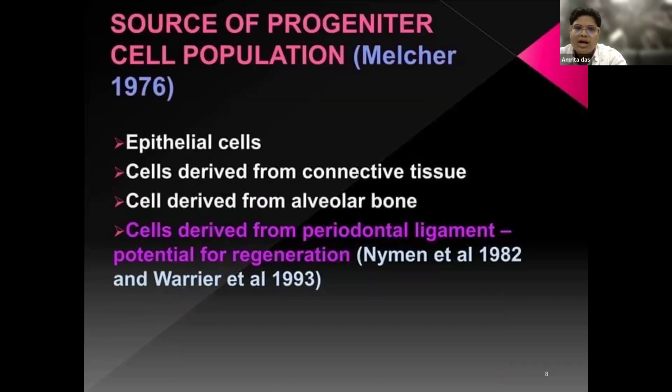Now, whenever there is a concept of regeneration, we come to Melcher's concept. Melcher was the person who gave the concept for the cell population, in 1976. So whenever there is a regenerative therapy, Melcher's concept is the main thing. It includes epithelial cells, cells derived from the connective tissue, cells derived from the alveolar bone, and cells derived from the periodontal ligament, which have the potential for regenerative capacity. This regenerative capacity was admired by Nyman et al. in 1982 and Warrer in 1993.